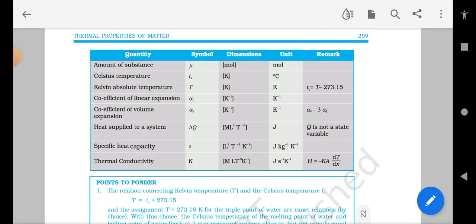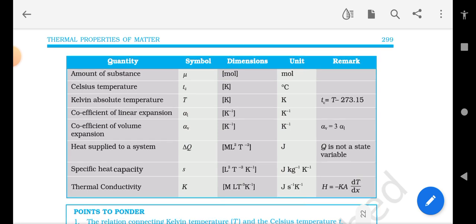Now we are given some quantities, with symbol, dimension, unit and remark. Let's have a look. Amount of substance, mu, unit mole. Celsius temperature, unit is degree Celsius. Kelvin absolute temperature, symbol K, that is T minus 273.15. Coefficient of linear expansion, that is K inverse. Coefficient of volume expansion, also K inverse.